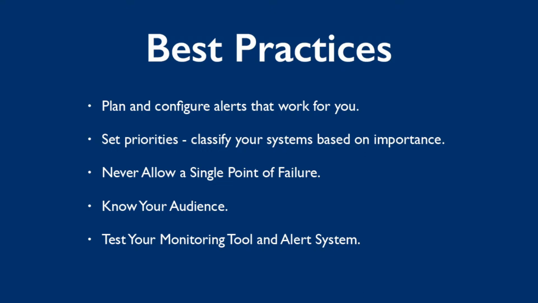Set your priorities. Classify your systems based on importance. Not all systems are critical, or not as critical as others, so identify the most important systems and be sure that their alerting is a bit more sensitive than the others. Never allow a single point of failure. This is referring to more enterprise solutions, but on-premise solutions are a single point of failure. So who's going to monitor the monitoring solution? If you have a cloud application or SaaS, software as a service, monitoring tools provide more than one location, so you should be using more than one location.